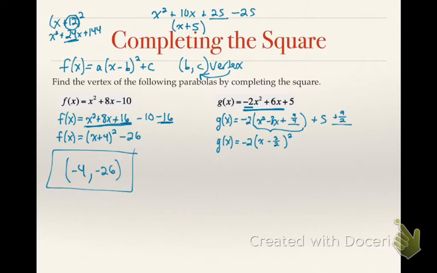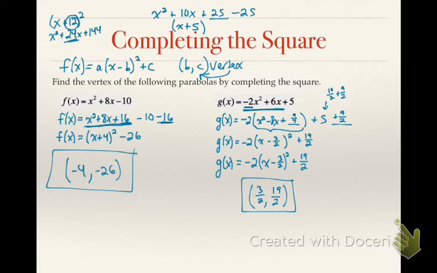Combine that with the 5, which is 10/2, we get 19/2. So you might want to write this on the side as 10/2 plus 9/2. That makes 19/2. Remember, combining fractions, you can only do that if you have common denominators. So my final vertex form of this parabola is negative 2 parentheses x minus 3 halves squared plus 19 halves. So my vertex is going to be at 3 halves comma 19 halves.